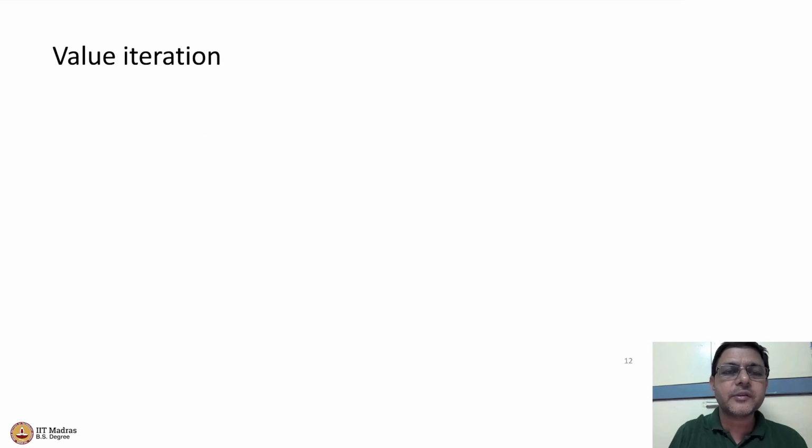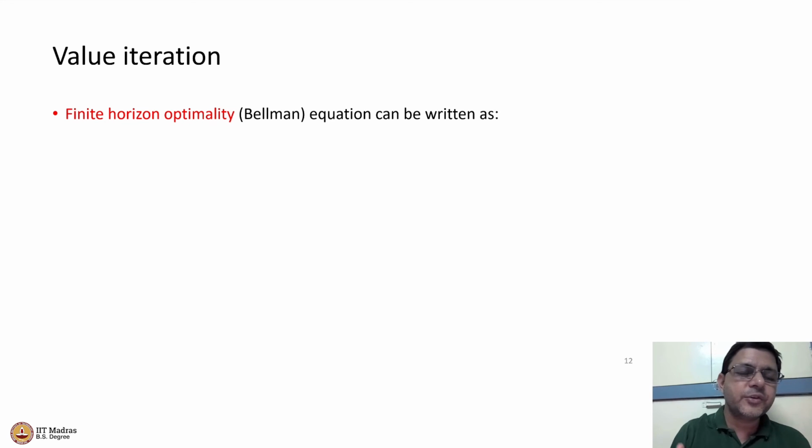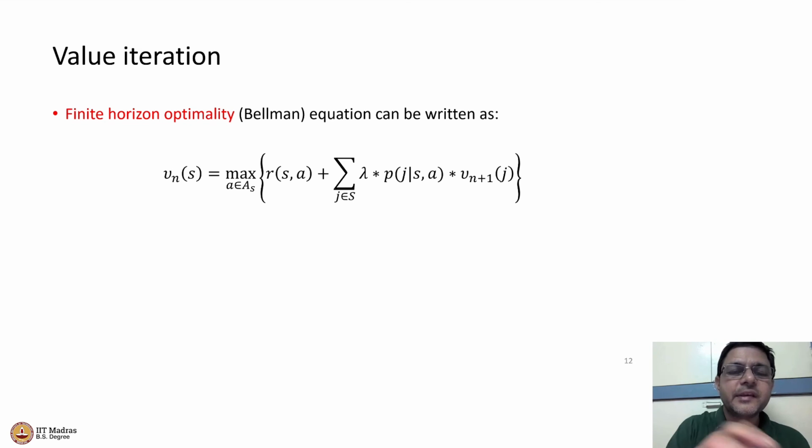The first method is essentially value iteration. So first of all, we have to understand what a value is. Okay, so what is the value? We use the optimality equation, right? What is the optimality equation? Let us say that Vn is the value of being in a state S at a stage n.